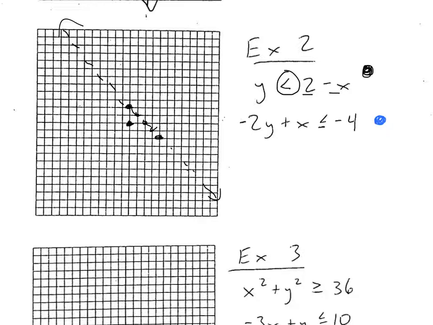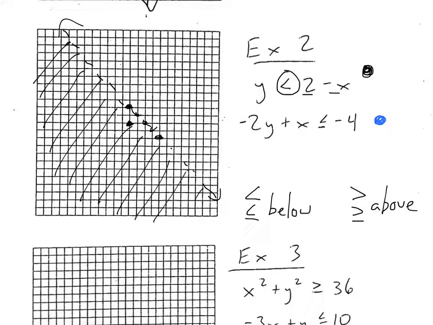Well, now I need to shade one direction or the other. Here's a little shortcut. If it says y is less than, if it's less than or equal to, you'll shade below that graph. If it's greater than or equal to, you'll shade everything above. So this one says y is less than, so I'm going to shade everything below it, nice and light, just get an idea of where all those points are right here. I don't shade it dark because that might not be my final answer yet.